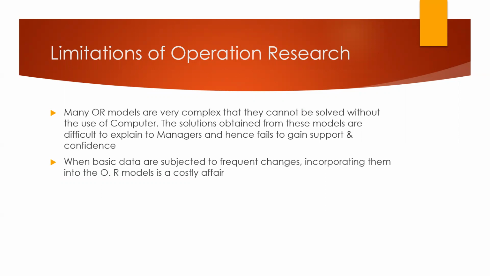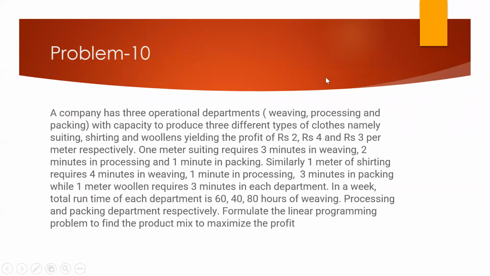Okay, so whenever you get any problem in operation research, the first idea that comes to our mind is to formulate a linear programming problem for it. If you see a simple problem like question number 10, a company has 3 operational departments, which are weaving, processing, and packing. And they have the capacity to produce 3 types of cloth, either shooting or shirting or woolen, where 1 unit of shooting gives a profit of 2 rupees, one unit of shirting gives a profit of 4 rupees, while one unit of woolen gives a profit of 3 rupees. So we are talking of their profit per meter.